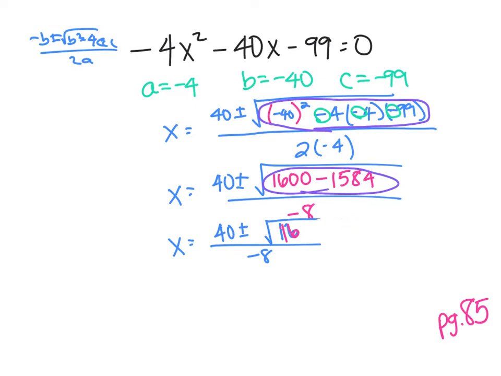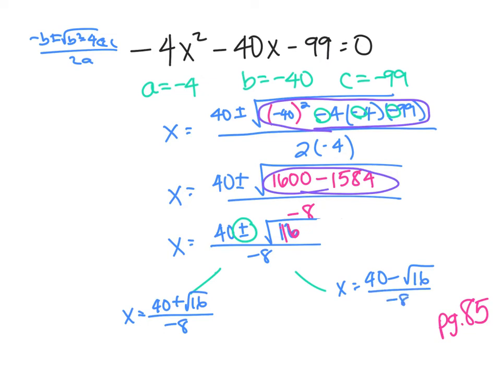Okay, so now we can go ahead and separate this out and simplify our square root. When I say separate this out, what I mean is we have a plus or a minus here, which means we have 2 different roots, just like when we took a square root and had to deal with a plus or minus. We're going to have 40 plus the square root of 16 all over negative 8, and 40 minus the square root of 16 all over negative 8. These last few steps are the simplifying part. We're going to simplify that square root and then deal with our fractions.